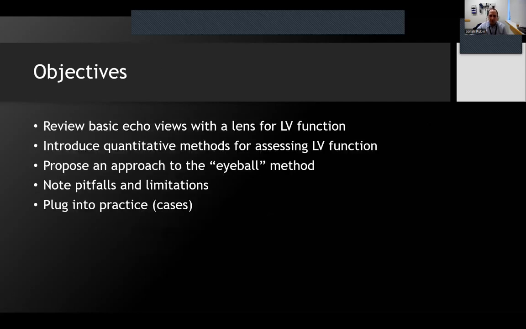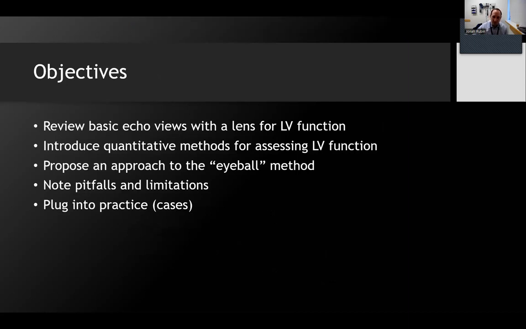To hit this, our objectives are to first review the basic Echo views with a lens for LV function. And then I'm going to introduce some quantitative methods for assessing LV function, which go a little bit beyond what would be considered basic Echo, but that I think are important for developing a nuanced approach to the eyeball method for assessing LV function. The undercurrent of the title for today's talk is that if you ever hear someone talk about assessing LV function under basic Echo, often you'll be told, oh, you just eyeball it and that's it. We'll talk about how just doing that is maybe not so simple, but there are ways to narrow and refine that approach.